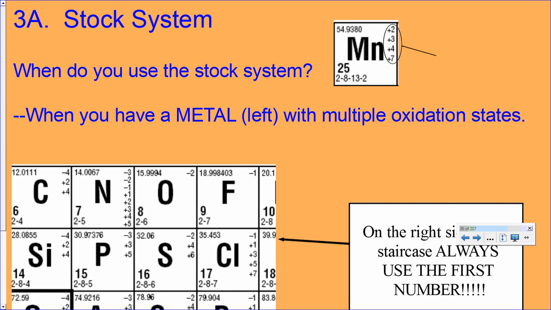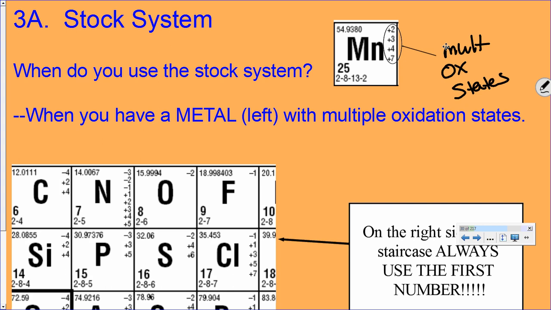It is pretty important that you're looking at the periodic table as well as your notes while you're doing this video. The problem that we run into with some of these metals in this middle section of the periodic table is they have what are called multiple oxidation states, specifically multiple positive oxidation states.